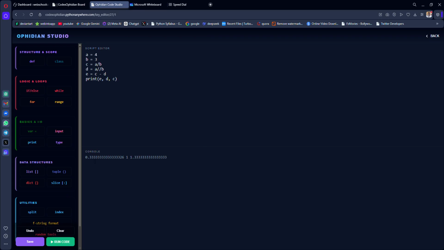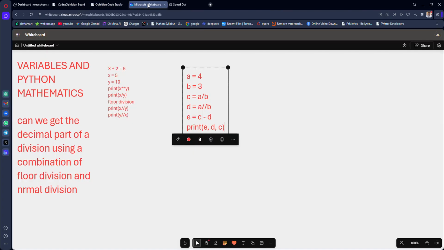Okay, so there we have it. Let's run this code. Oh, so the decimal is 0.3333. The whole number is 1, and the one with the decimal is 1.3333. So this minus this gives us this. Beautiful. Now we are able to find the decimal part of numbers. That is fantastic. All right.